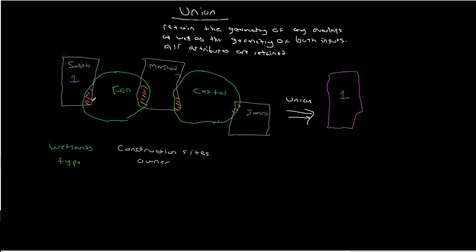The second polygon is going to be the overlap between the Smith construction site and the Fen wetland. The third polygon is going to be the parts of the Fen that are not overlapped by a construction site. Just trying to do my best here to complete. This is going to be this, because again, the first was one of the inputs. The second was an area of overlap. The third is the non-overlapped area from the second input. And then 4 is going to be the area of overlap between Fen and Marshall.